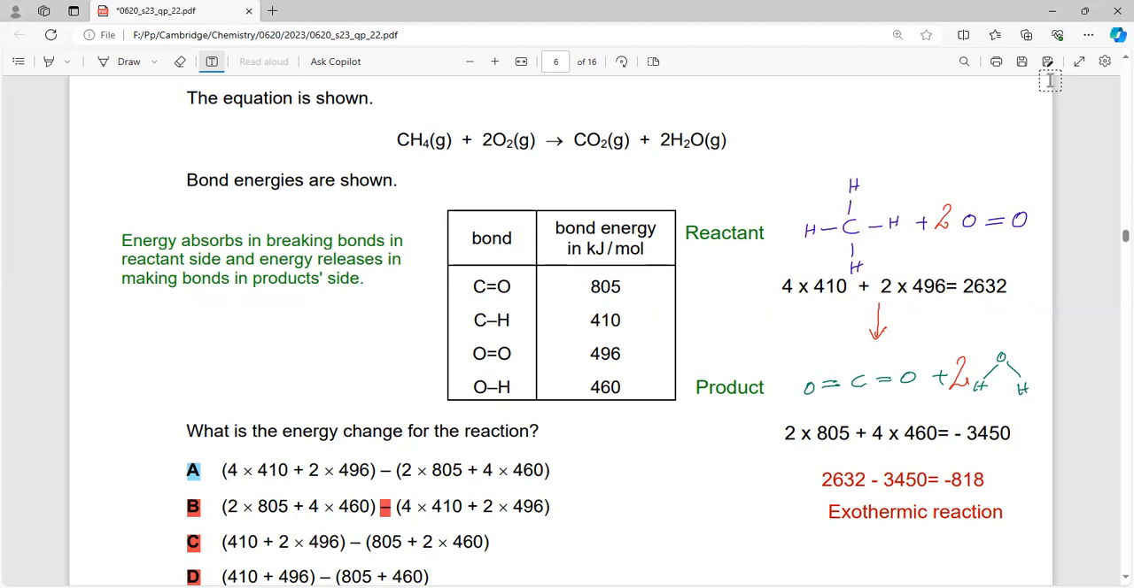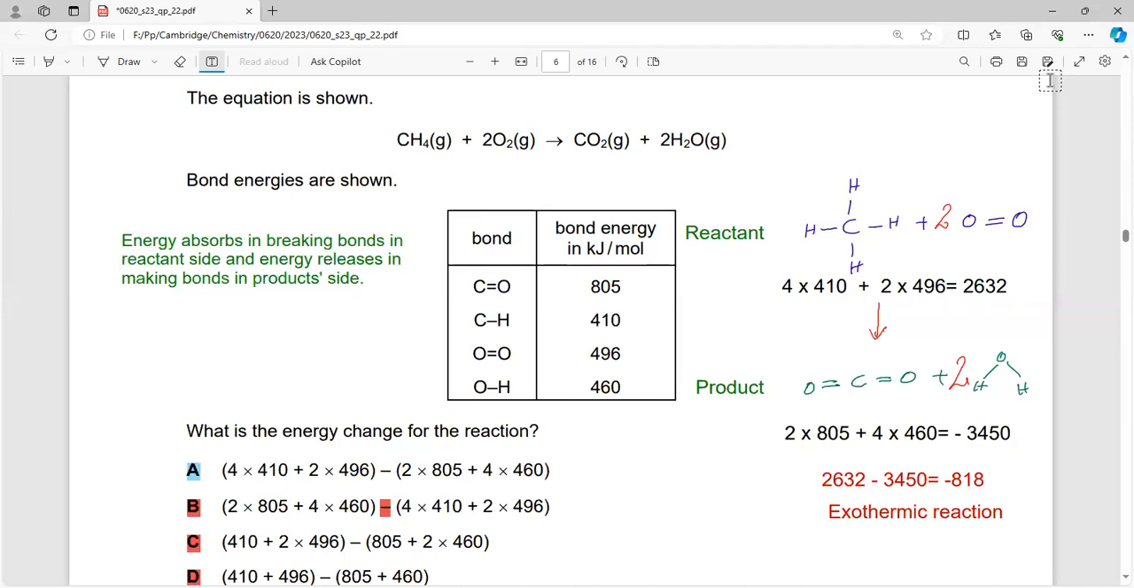So we need to see that on the reactant side, in the methane, there are 4 carbon-hydrogen bonds. So 4 multiplied by 410. Plus in oxygen, there are 2 oxygen molecules. So in this way, 2 multiplied by 496. That will give us a total value of 2,632.